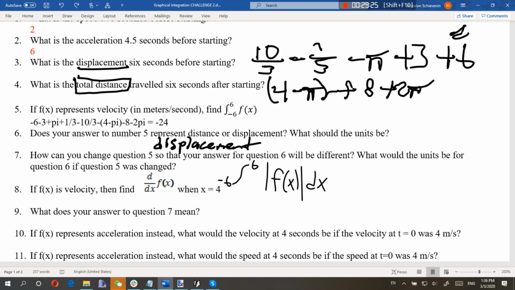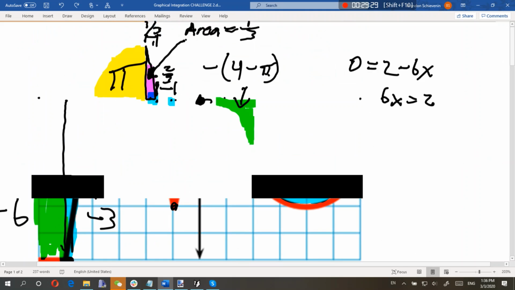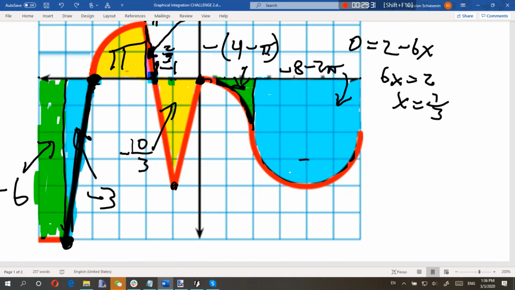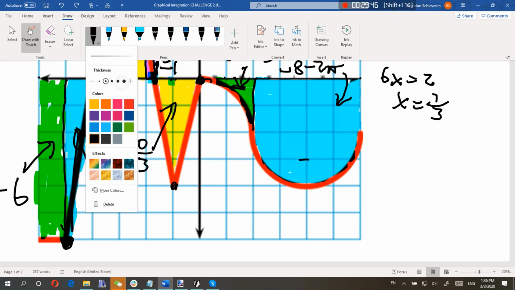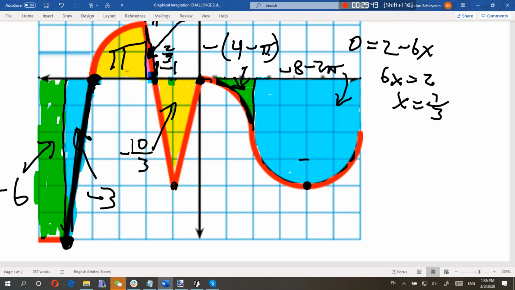Okay, if f of x is velocity, find the derivative when x is 4. Okay, so I'm going to jump back up here. Here's t equals 1, 2, 3, 1, 2, 3, 4. Okay, so we're right here. At this point, what's our derivative of the red line?